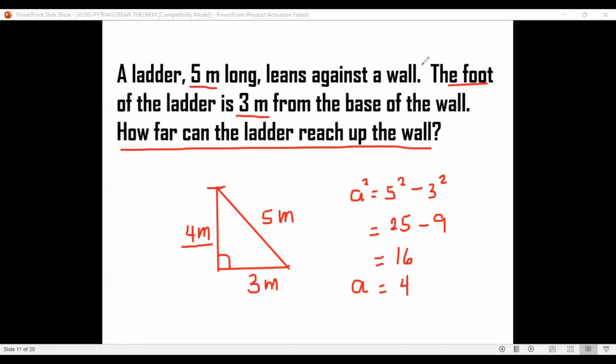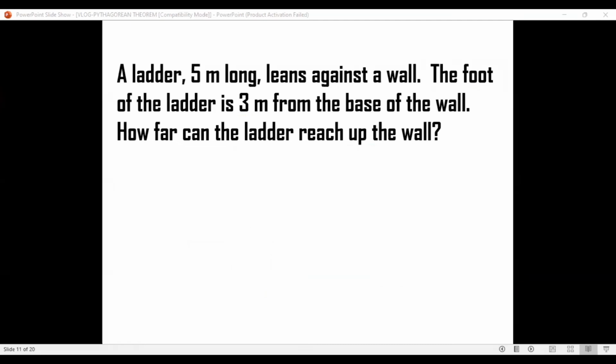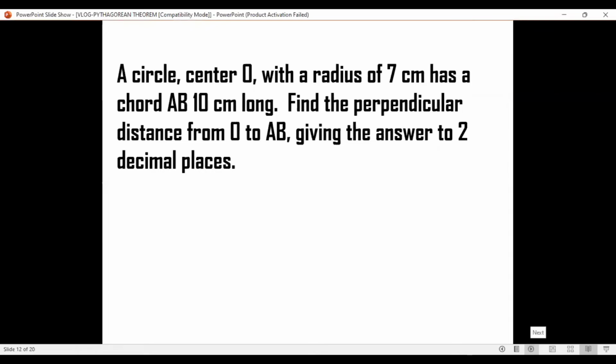Okay, again, that's another application of your Pythagorean theorem. Okay, here is another problem. A circle with center O and a radius of 7 cm has a chord AB 10 centimeters long. Now find the perpendicular distance from O to AB, giving the answer to 2 decimal places.